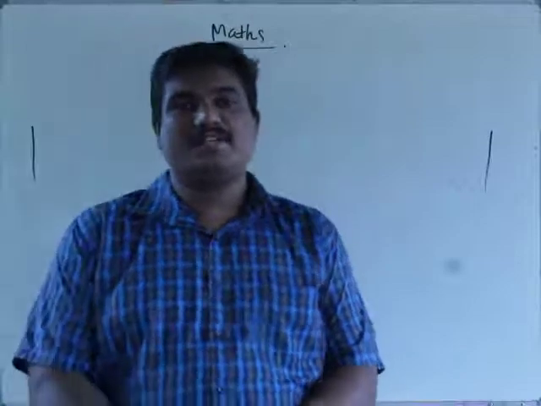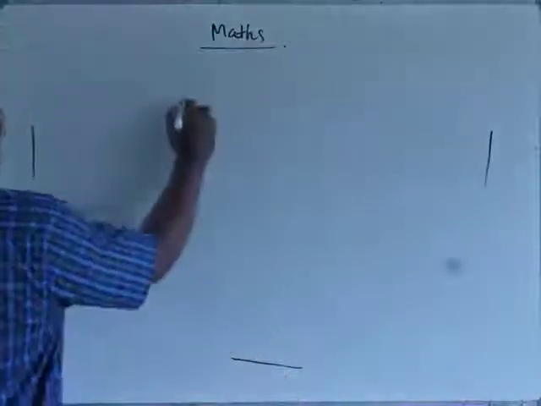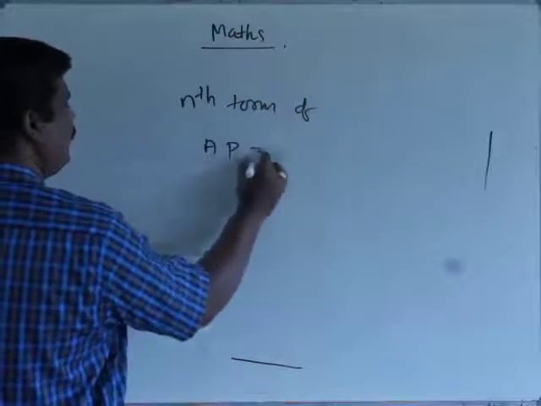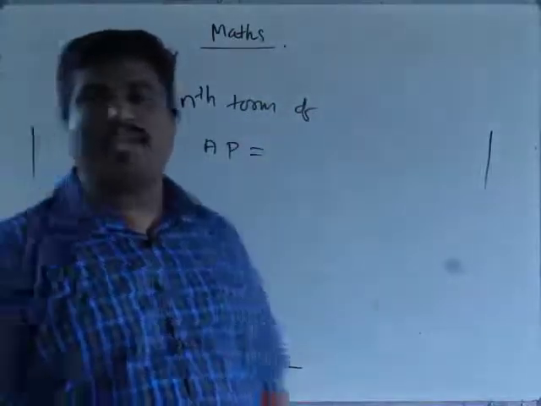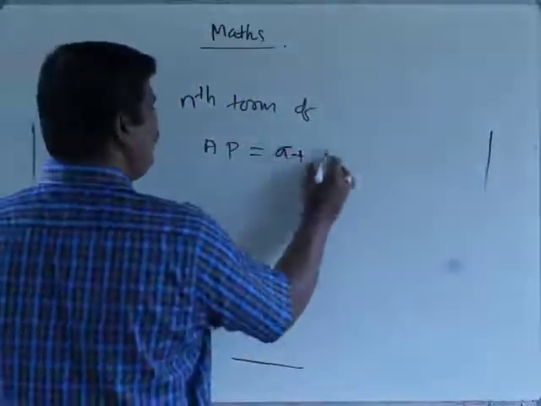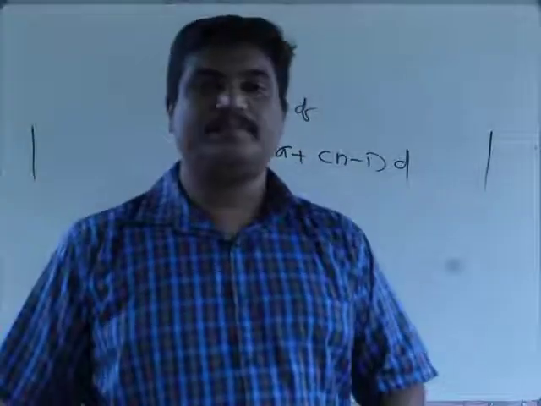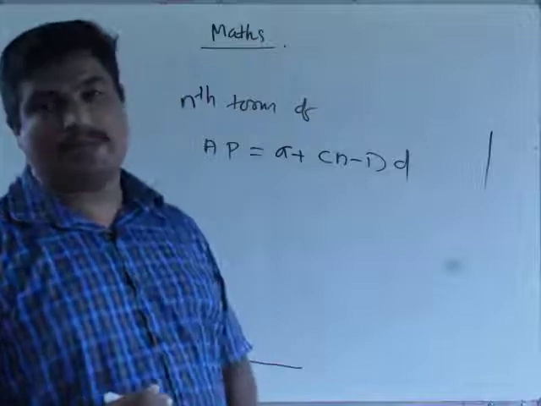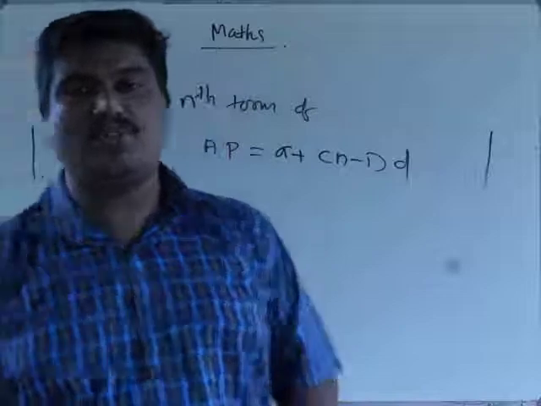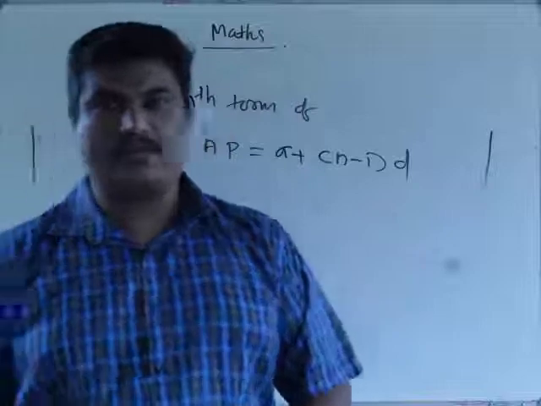Last class we learned about the nth term of an arithmetic progression. What is the formula? All of you know it: a plus (n minus 1) into d. What is a? a is the first term. n is the number of terms, and d is the common difference. We find the common difference as second term minus first term, or third term minus second term, or fourth term minus third term. All of you know this?